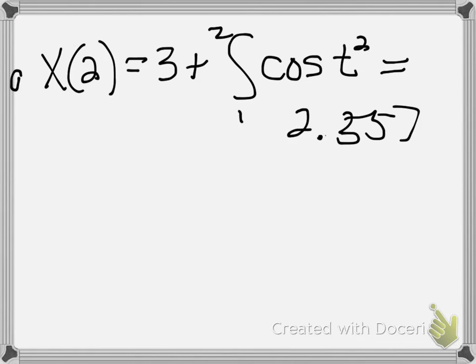Part B. Between t equals 0 and 1, there is a point on the curve at which the line tangent to the curve has a slope of 2. At what time is the object at that point? We need to find where the slope is equal to 2, at what time t.